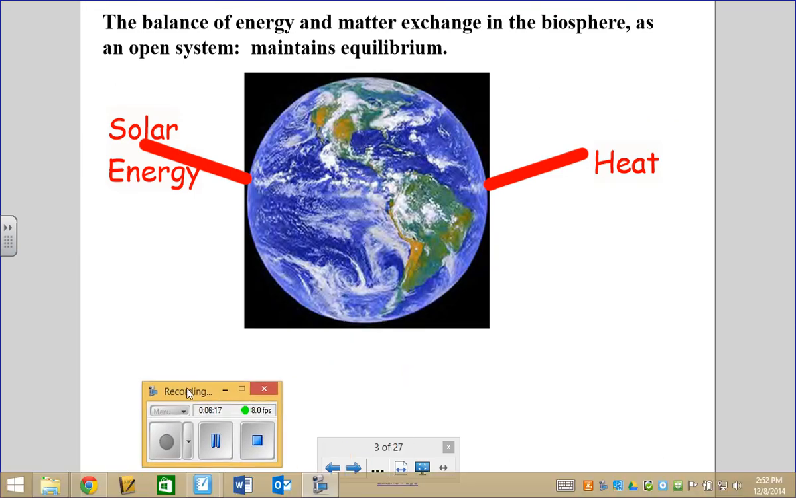So another idea that I want to make sure that you're clear on, because I mentioned it earlier, but I'll mention it again, is that when we're talking about energy and matter, sometimes we refer to the biosphere as an open system, and sometimes we refer to it as closed. The open system is for energy.